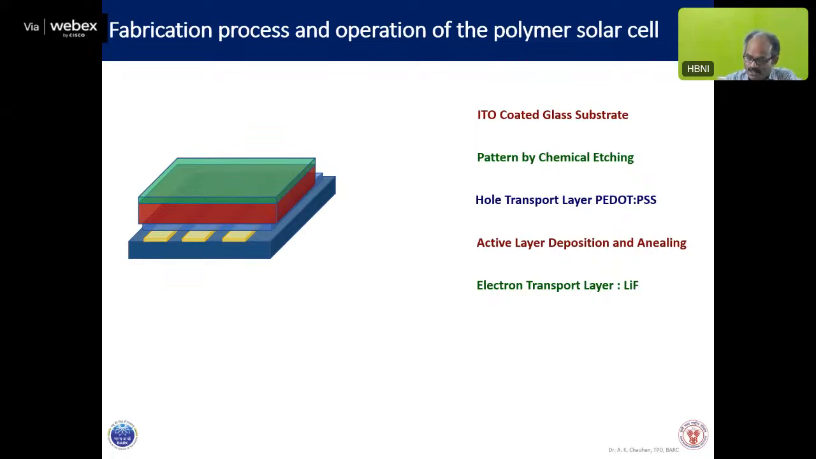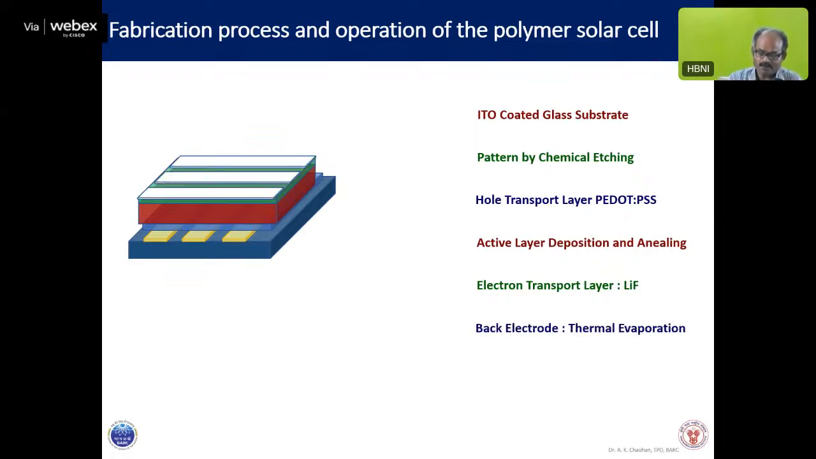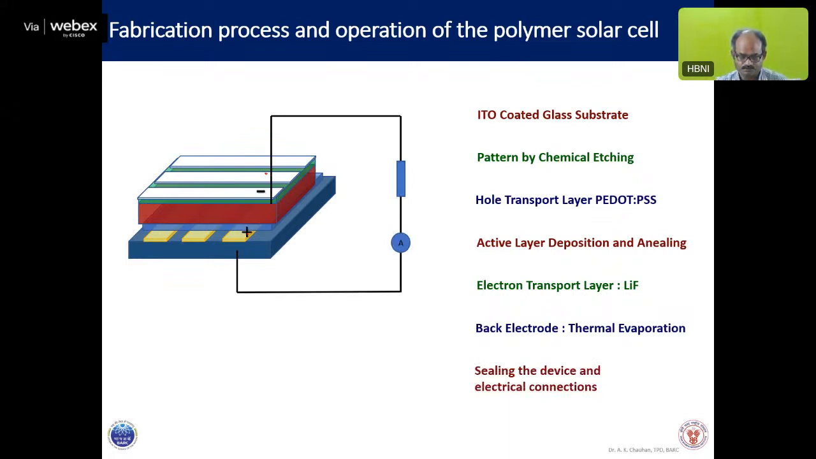Then you deposit a very thin lithium fluoride layer by thermal evaporation, and then over that, by shadow masking, you deposit the aluminum electrode. So now you will actually have 9 devices, 3 devices this way, where this will be overlapping with this. Then you can imagine you will have the structure where you have ITO, then PEDOT:PSS, then your active layer, then lithium fluoride, and the electrode.